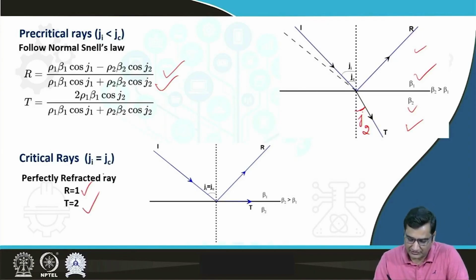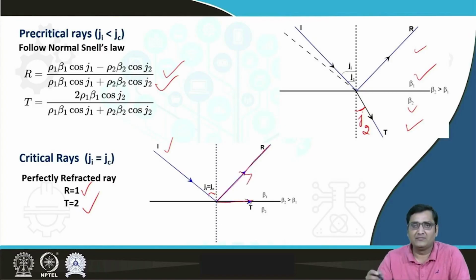So this is the geometry of the critical rays. You can see the incident wave has an incident angle equal to the critical angle, and there will be reflected energy, and there will be energy transmitted and traveling parallel to the interface, which is basically at an angle of 90 degrees.